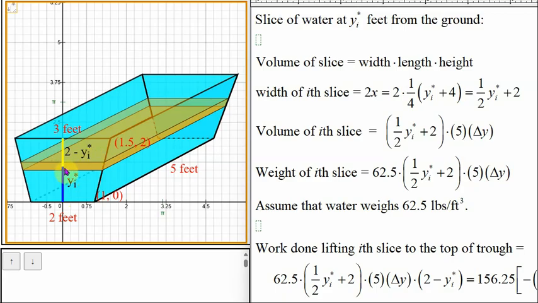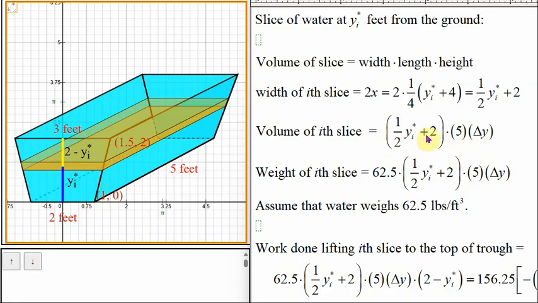And the distance from the y-axis to this line right here is going to be 1/4 times y sub i star plus 4. And so the width of the ith slice will be 2 times this. And then simplify, we get 1/2 y sub i star plus 2. So this expression here, that's the width of the ith slice. And then the length again is 5. And then we'll make all the slices have the same thickness, and let's call the thickness delta y.